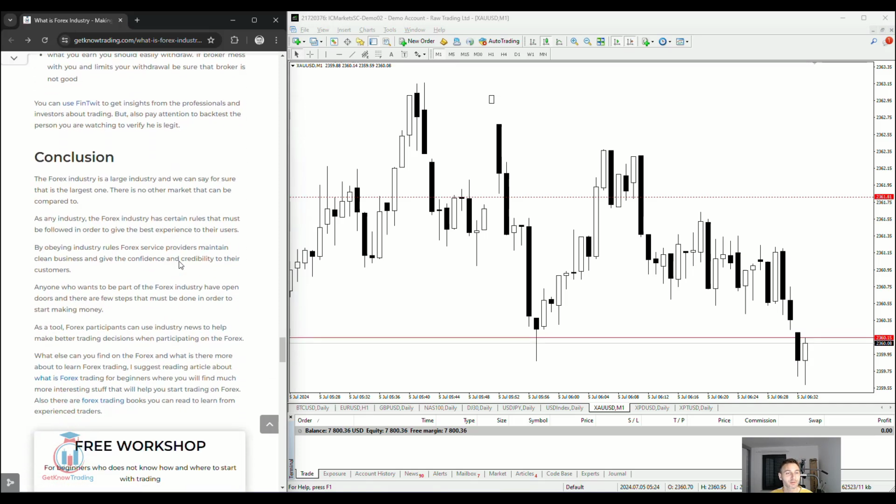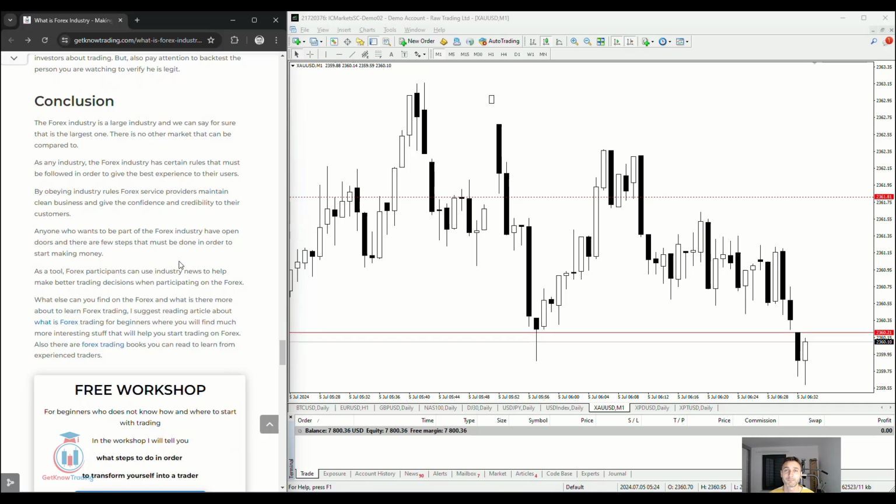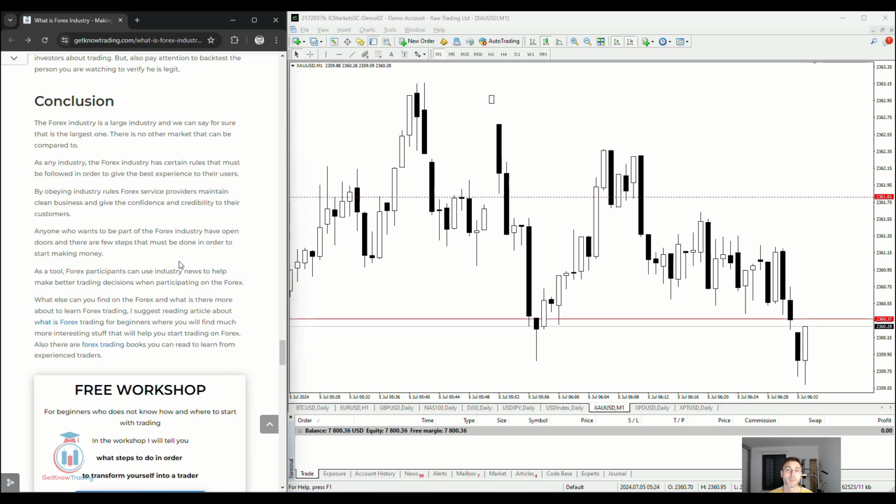So as a conclusion for the Forex industry, it's a pretty large industry, larger than the stock market. A large amount of money is traded during the day. It's open from Monday to Friday, 24 hours, and you can start and make money at any time of day. I hope this has shed some light on the Forex industry.